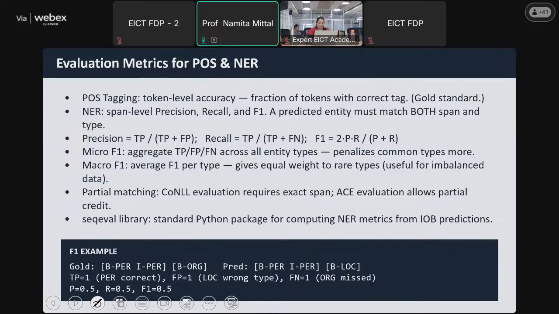So this is how you can calculate it. FP, a false positive, is 1 when it is a wrong type. FN is 1 when an organization is missed: it was true, but we couldn't find it. Precision is 0.5, recall is 0.5. Then F1 is also 0.5, because 2PR divided by P plus R: 2 into 0.5 into 0.5 divided by 1. So it's 0.5.